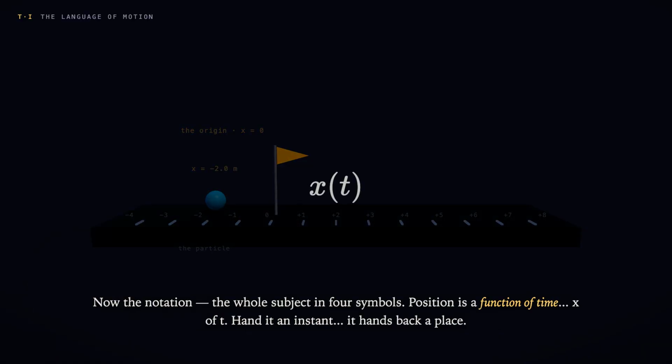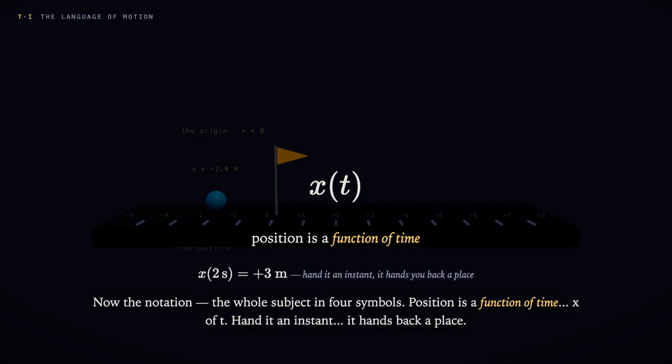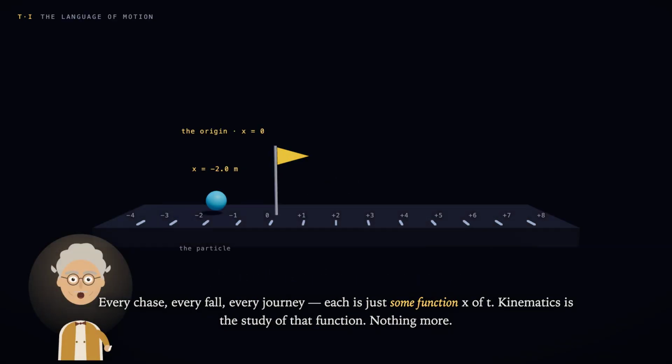Now the notation, the whole subject in four symbols. Position is a function of time. x of t: handed an instant, it hands back a place. Every chase, every fall, every journey, each is just some function x of t. Kinematics is the study of that function. Nothing more.